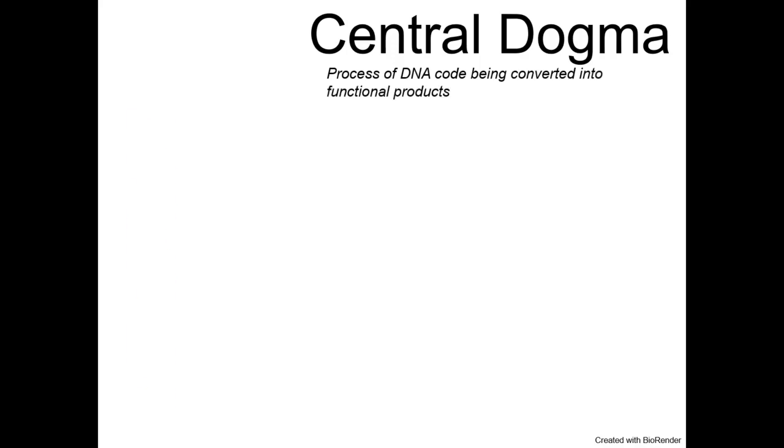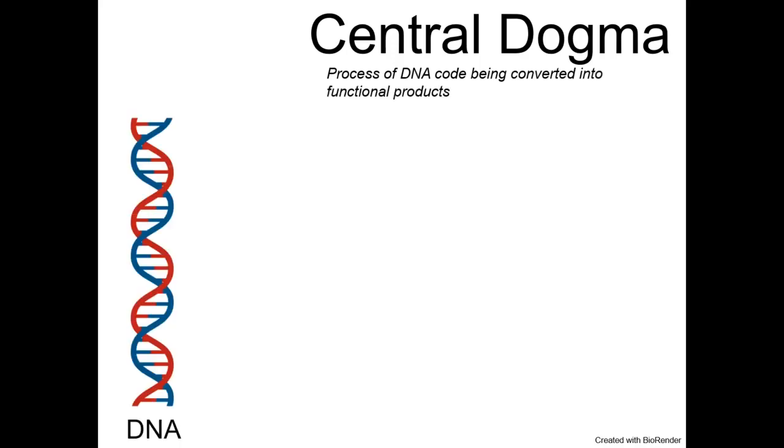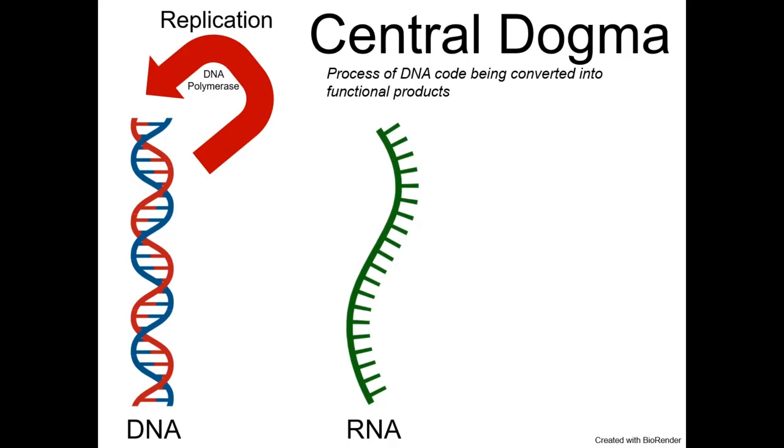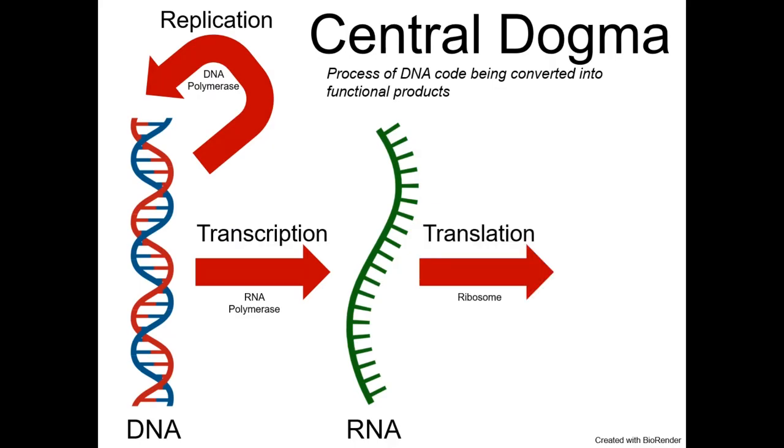Central dogma starts with DNA. Since we have multiple cells containing DNA, the replication of DNA occurs. The process of DNA being copied to make RNA is called transcription. And lastly, once RNA has transported the code from the nucleus into the cytoplasm of the cell, translation occurs to create a functional product like a protein.